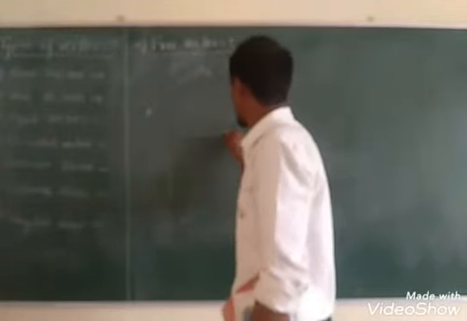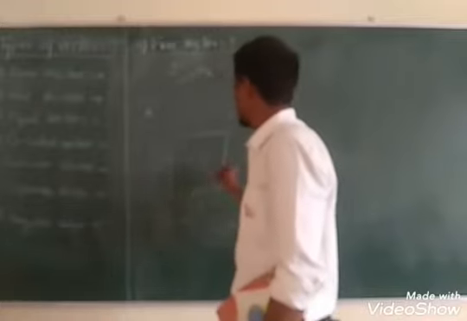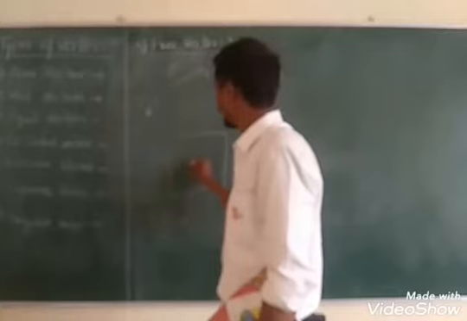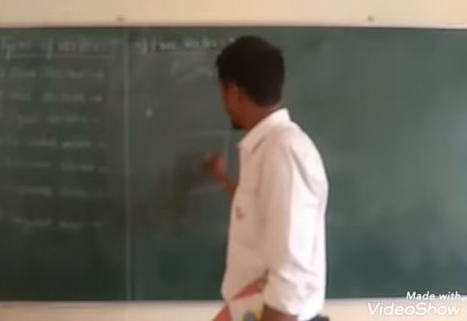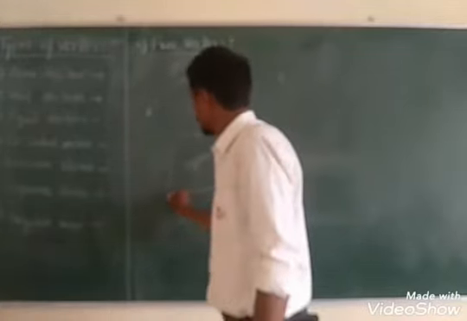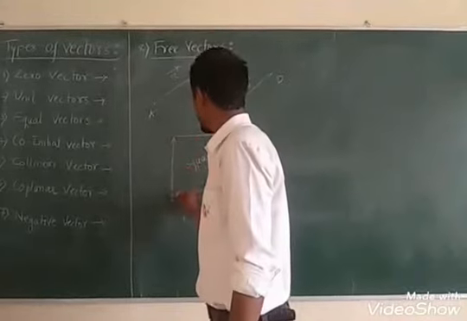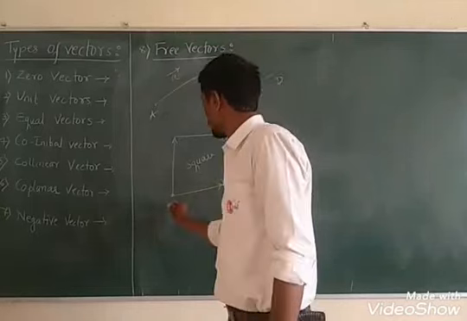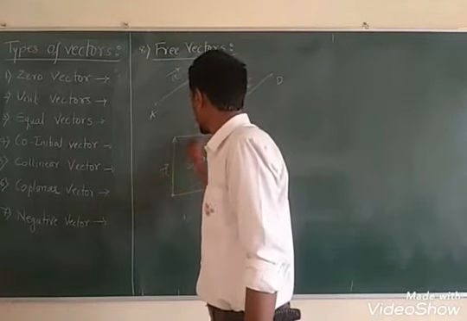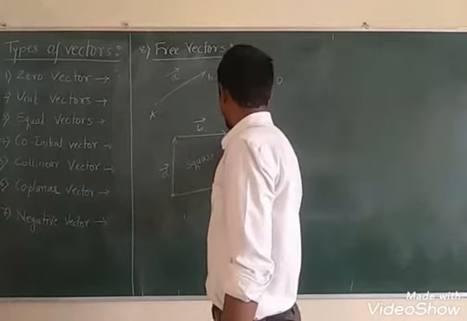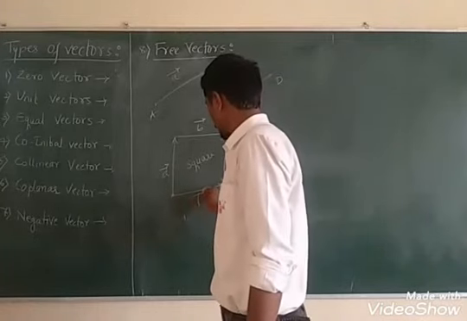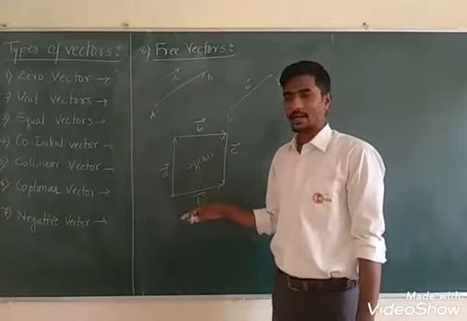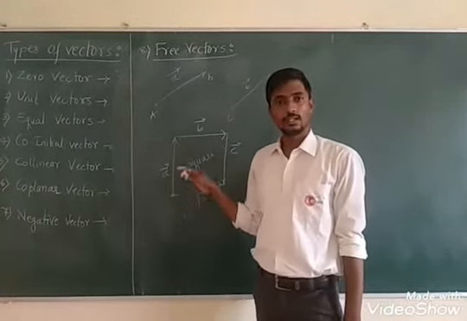There is a square in this way. Okay, so this is the square. These are the vectors, the way they are appearing: vector A, B, C, and vector D. The four vectors are acting along the four sides of a square.